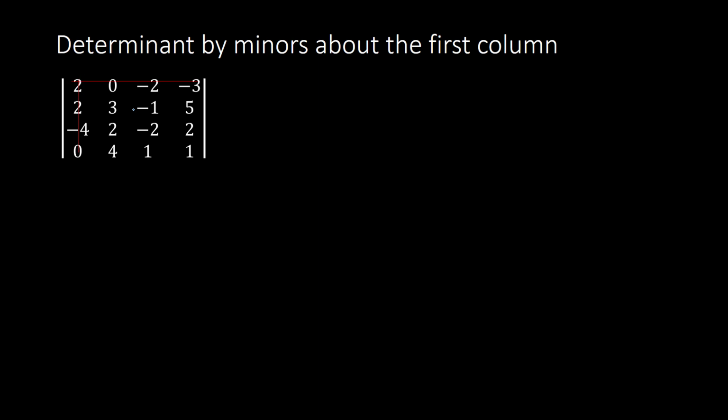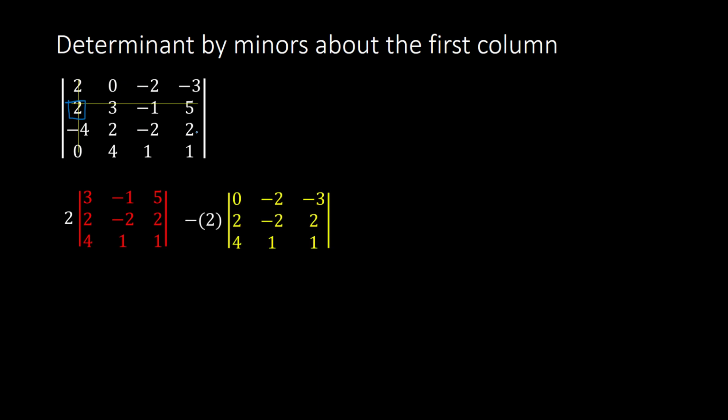And so we eliminate the 2, we're left with this big matrix, 3, -1, 5, 2, -2, 2, 4, 1, and 1. And then we look at the second element in the column. So looking at the 2 here, we're going to expand about the 2. So now we are left with the matrix 0, -2, -3, 2, -2, 2, 4, 1, 1.